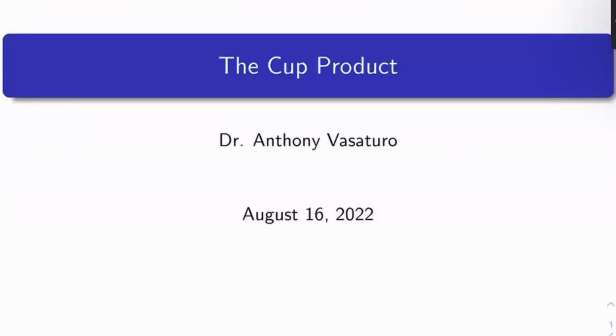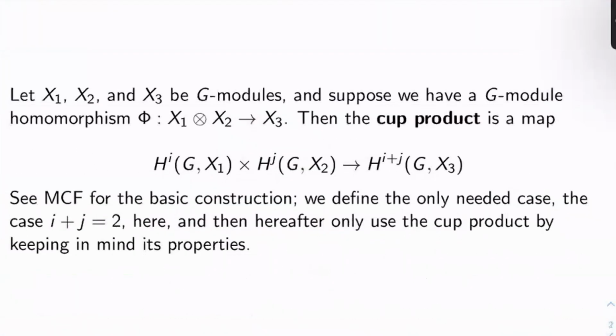Today, we're going to briefly discuss the cup product as it relates to group cohomology. So the setup is we're going to let X1, X2, and X3 be G-modules, so they are abelian groups acted on by a group G. And we're going to suppose we have a G-module homomorphism phi from the tensor product of X1 with X2 to X3. Then the cup product will end up being a map from H^i(G, X1) cross H^j(G, X2), to H^(i+j)(G, X3).